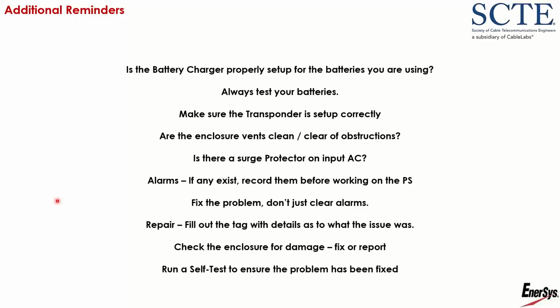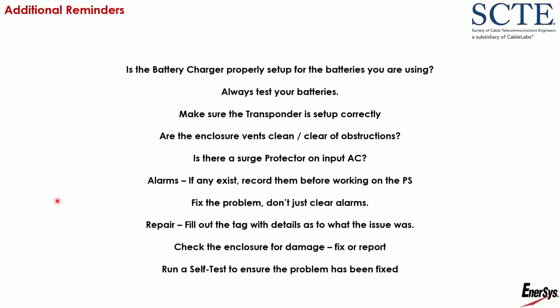A reminder on repair tags: as much detail as you can. If you have a power supply that has a line isolation alarm, put that on the repair tag so that when they get it at the repair center, they know what to look for. Check the damage, or check your enclosures for damage. If there are things that you can't fix, report it so somebody can fix it.